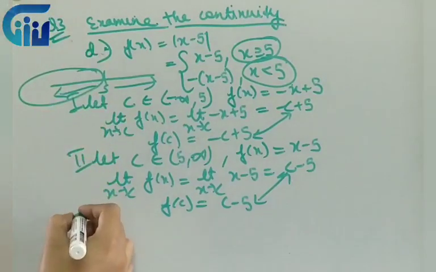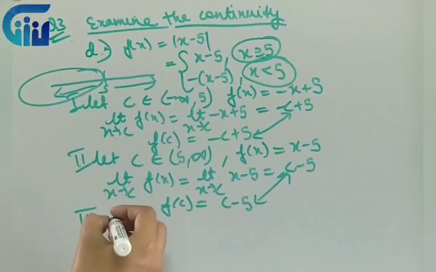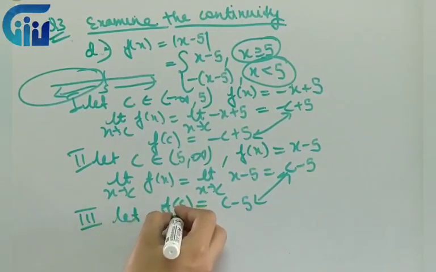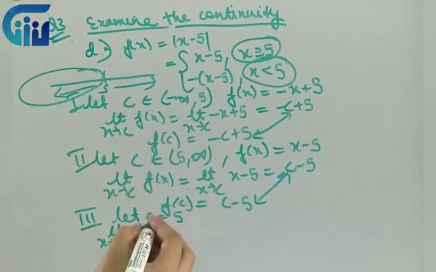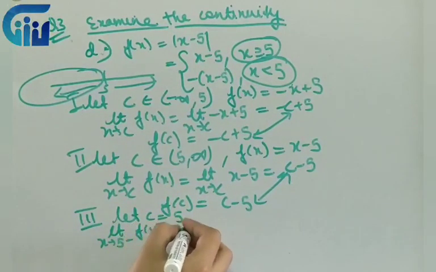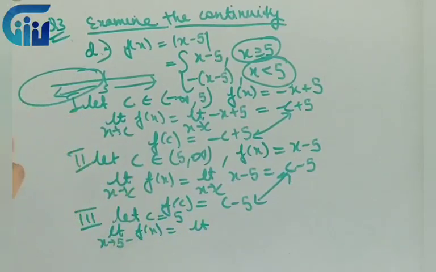So if I say for 5, observe carefully now. Again, very important thing. If I say let c is equal to 5. Now the moment I see c is equal to 5, if we talk in terms of limit, the value is never equal to that point. So what I'll do, I'll say x tending to 5 minus. If c is 5, I'll write 5 over here. So for all the values of x which are slightly less than 5, slightly.